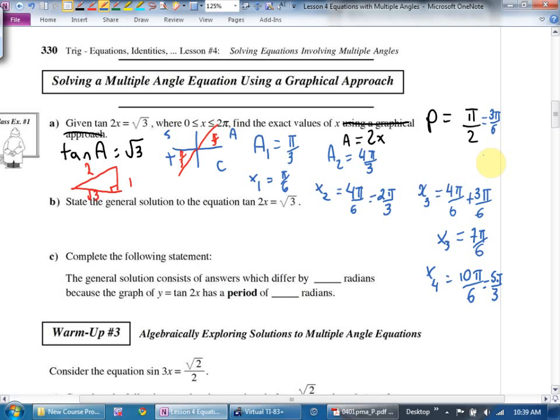Okay, state the general solution. I think the general solution is going to be your first one, pi by 6, plus multiples of the period. I think that one actually generates every single following answer. Is that right? Yep. You okay with the pi by 2? 2 times what is 6? Same to the top. Right? 3 over 6 is the same as 1 half. Okay? Yep.